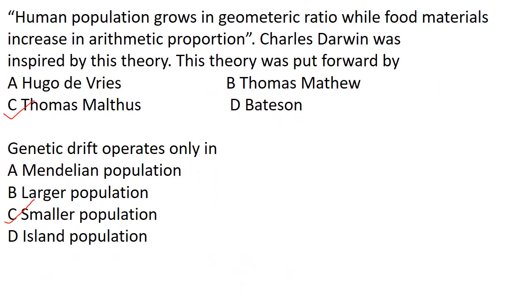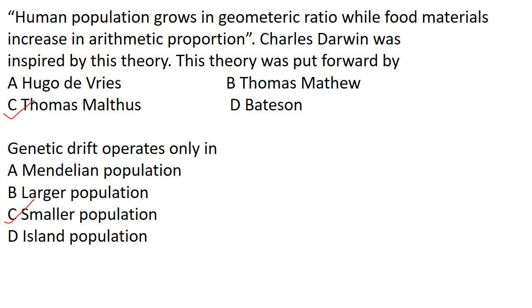Then next one. Human population grows in geometric ratio while food materials increase in arithmetic proportion. Charles Darwin was inspired by this theory. This theory was put forward by, so this theory was put forward by Thomas Malthus. Answer is option C.